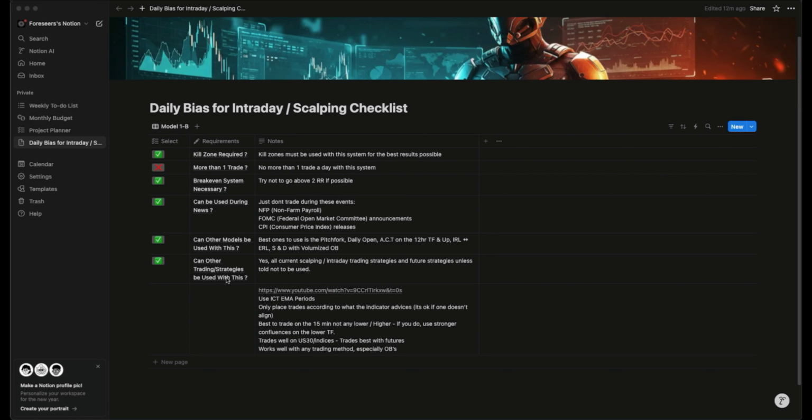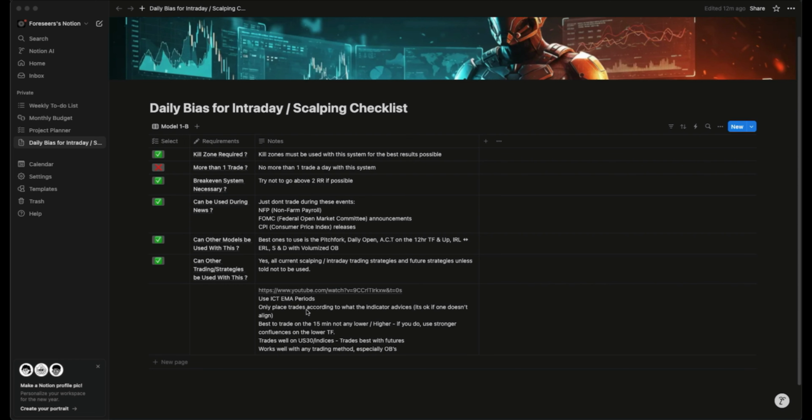Next is, can other trading strategies be used with this? Yes. All current scalping and intraday trading strategies and future strategies, unless told not to be used. So if you're trading any of my current strategies, you can use this model with those strategies to give you a slightly better edge. And if you have your own trading strategies, you can definitely try it out and see if it works best for you.